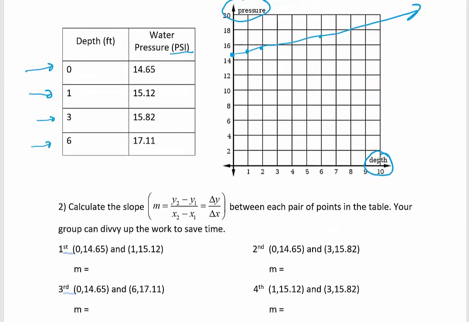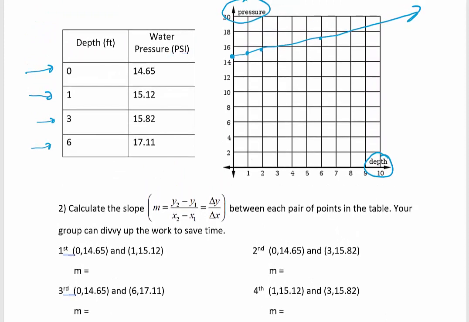So if we look up here, the way we're going to do this is we want to know the slopes between this 0 depth. So we want to do, what's the slope between 0 and 1? Then we're going to do, what's the slope between 0 and 3? I'm going to take this one and compare it to all of these guys: between 1, between 3, and between 6. We're going to have to calculate 3 different times here, 3 different combinations.